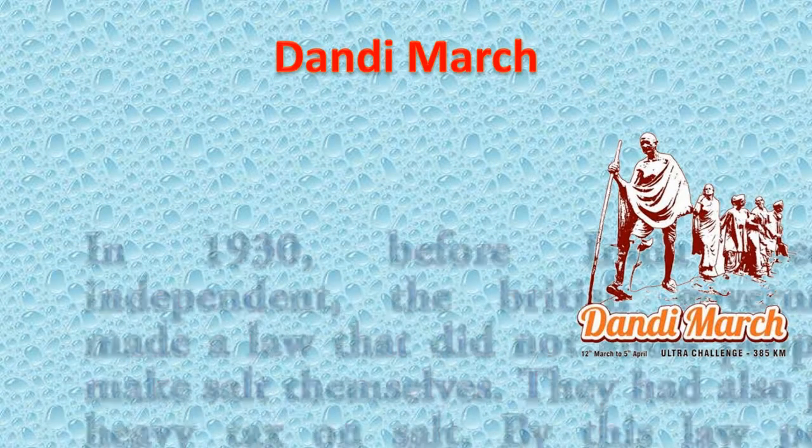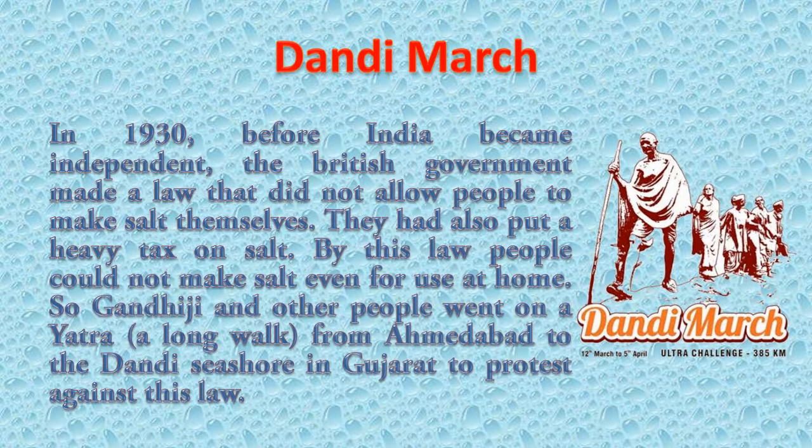Next, we are going to learn a historic event which is connected with salt in our freedom struggle. That is Dandi March. In 1930, before India became independent, the British government made a law that did not allow people to make salt themselves. They had also put a heavy tax on salt. By this law, people could not make salt even for use at home. So Gandhiji and other people went on a yatra, a long walk from Ahmedabad to the Dandi seashore in Gujarat to protest against this law.